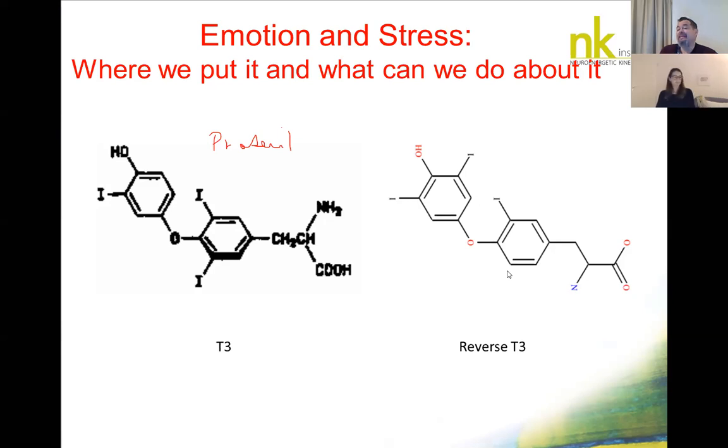So it blocks metabolism from being stimulated. So that means it's going to depress metabolism, just like the unmyelinated vagus nerve.